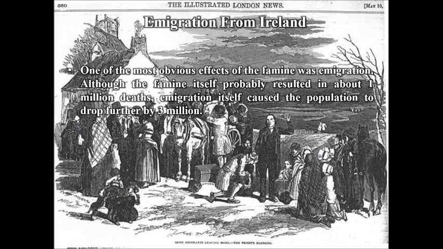As a result of the famine, there was immigration from Ireland. One of the most obvious effects of the famine was immigration. Although the famine itself probably resulted in about 1 million deaths, immigration itself caused the population to drop further by 3 million.